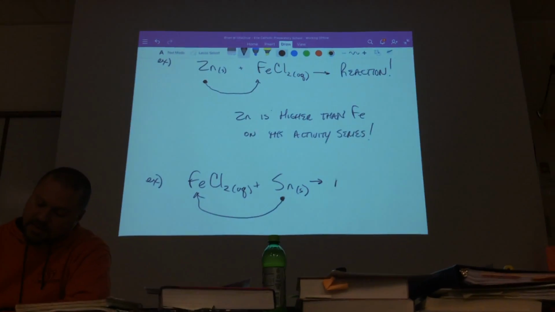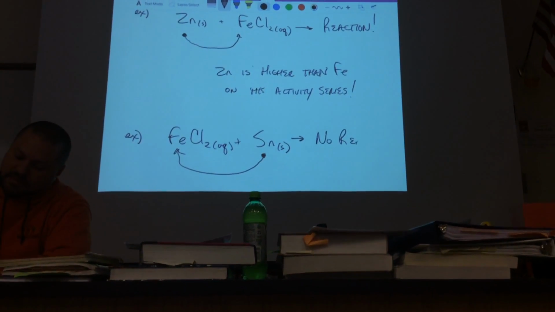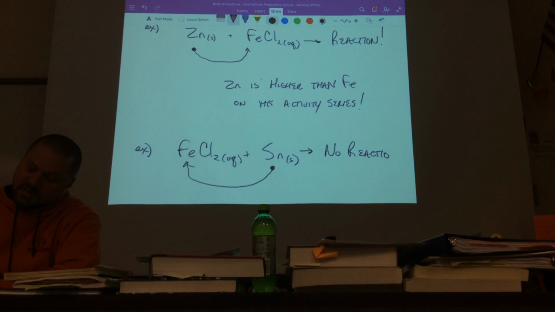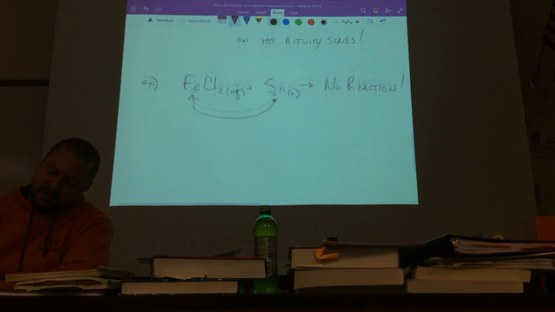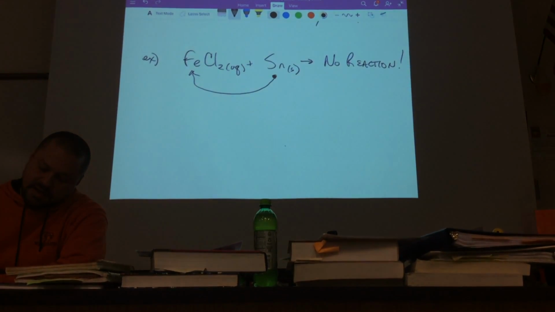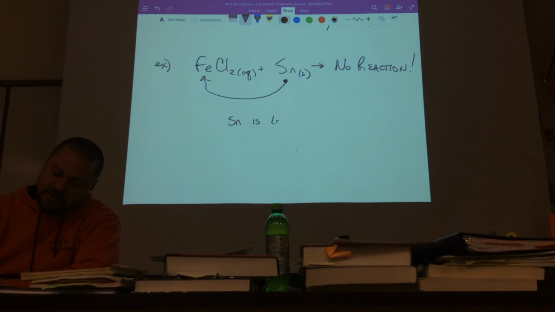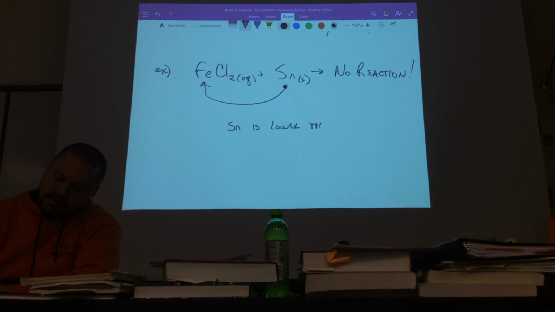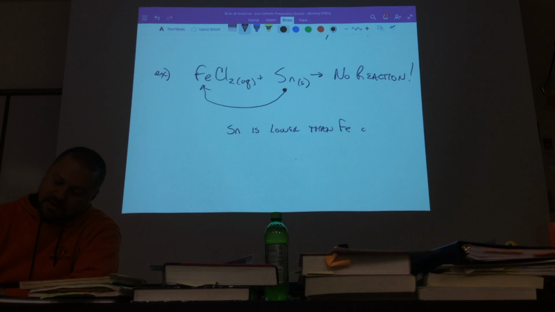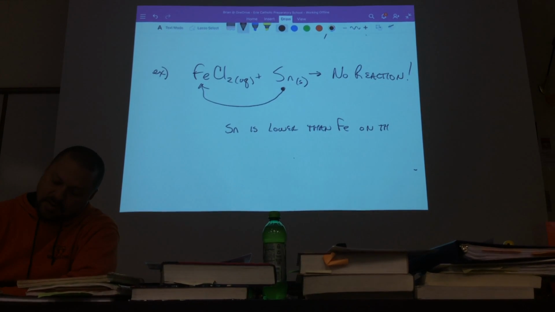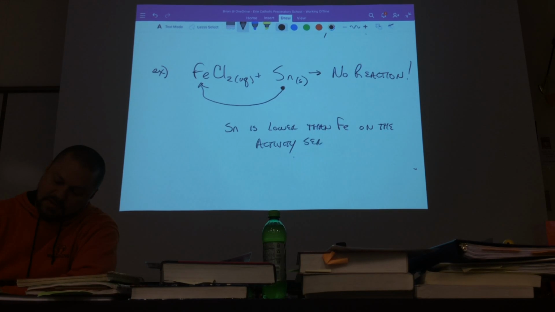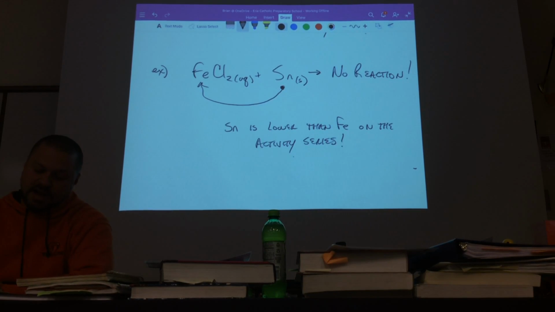Can't happen. And why not? Because it's lower than iron. Good. No reaction. So Sn is lower, and Fe on the activity series. Okay, so we get no reaction.